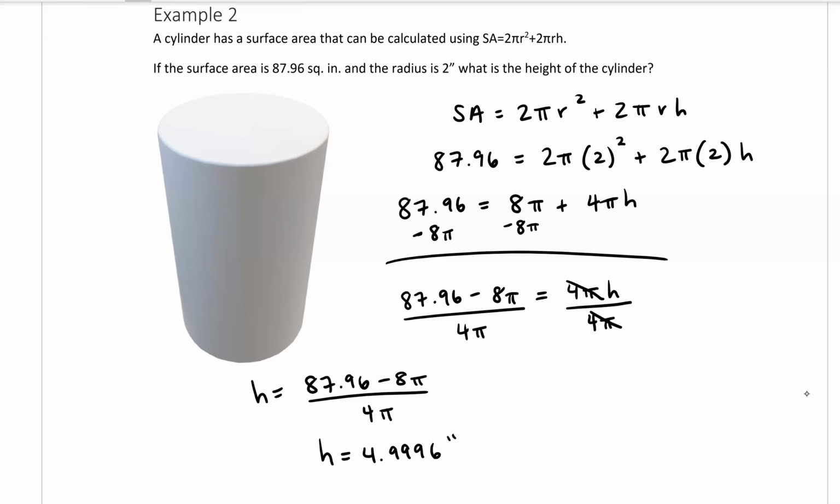And notice that the surface area is given to 2 decimal places. So I'm just going to round the height, I should use the squiggly lines, to 5.00 inches.